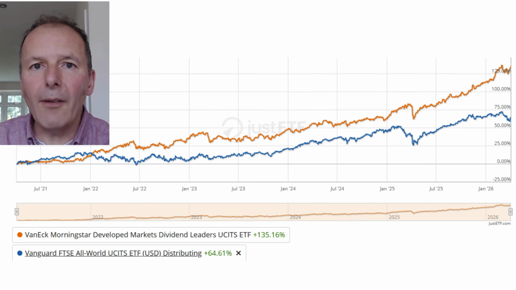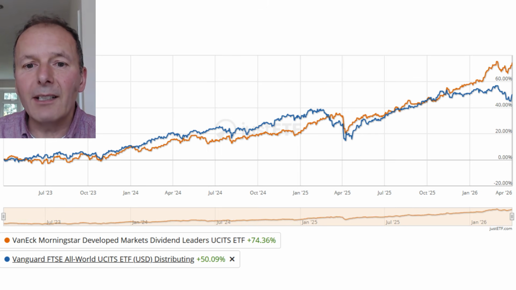But if we look at the 5-year performance compared to a global tracker, then Vaneck Developed Markets Dividend Leaders has been very impressive. Over a 3-year period, not quite so good, but there is a noted divergence in recent months, partly since the Iran war, but then even leading up to that, the Vaneck dividend leaders has been powering upwards, whereas global trackers have been stalling. And the Vaneck dividend leaders is definitely less volatile than a global tracker, maybe partly due to its value nature.